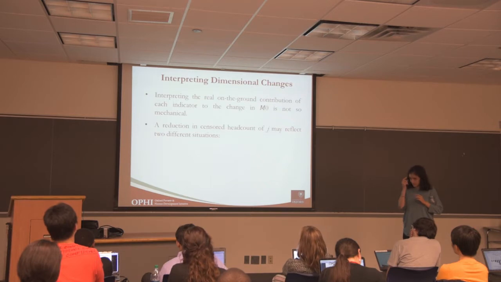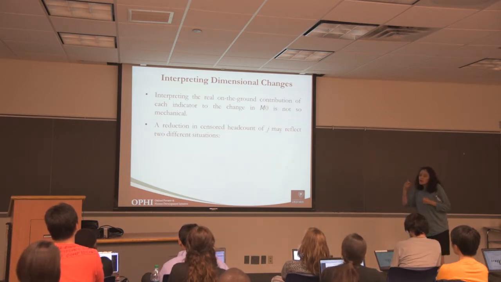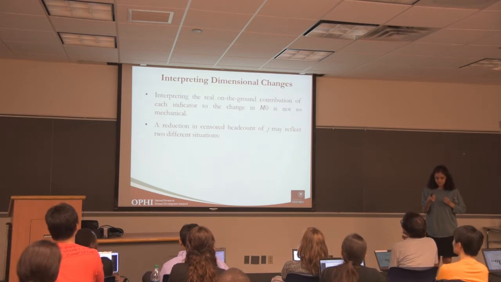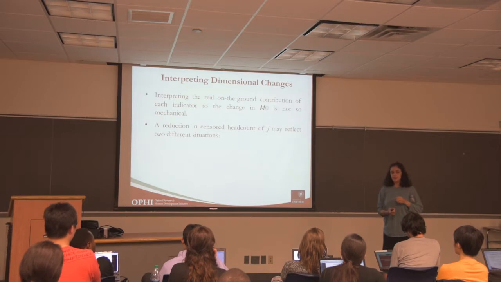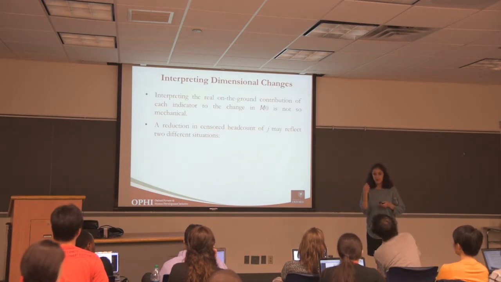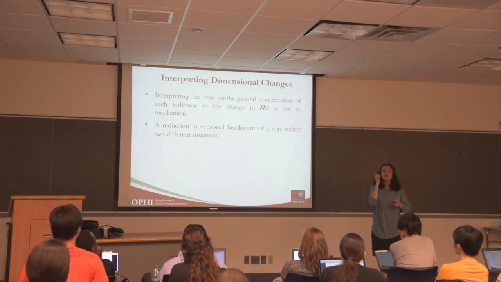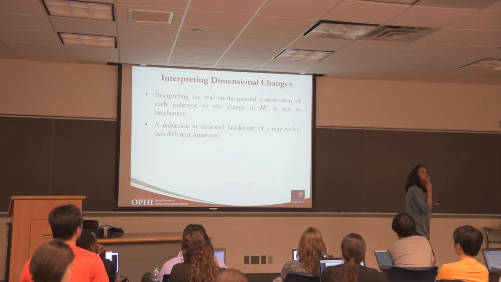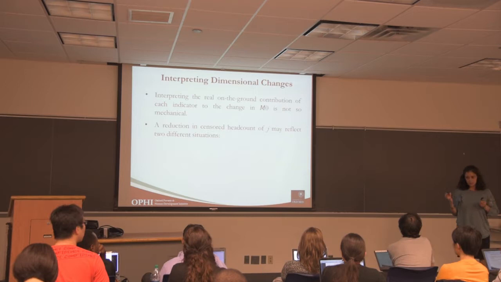And then there's another issue here as well. Interpreting the real on-the-ground contribution of each indicator is also a little bit more complex. I would say, oh, nutrition has driven the reduction of M0. That's true in terms of numbers. But what does that mean really? A reduction in censored headcount in nutrition may come from two situations. How can we reduce a censored headcount?